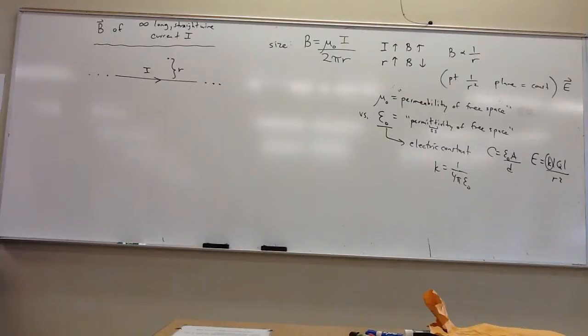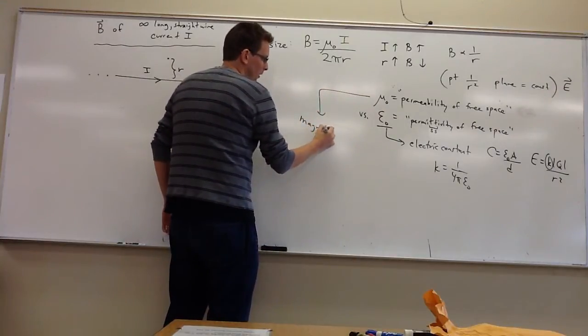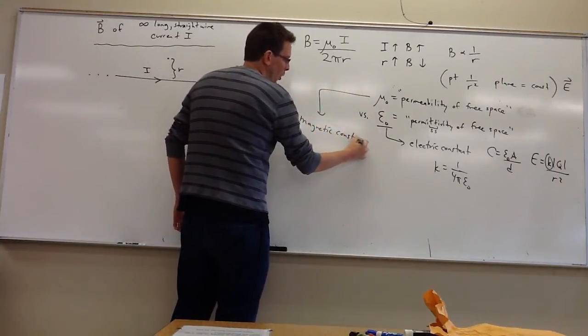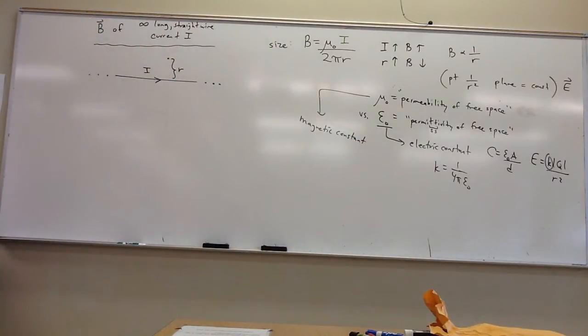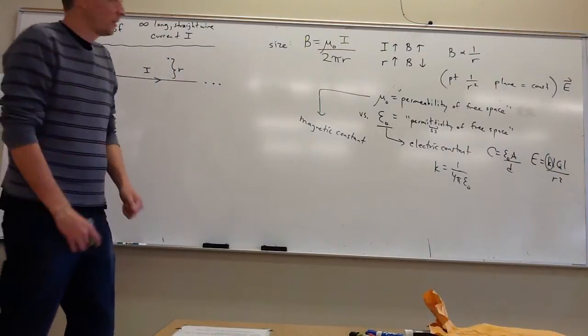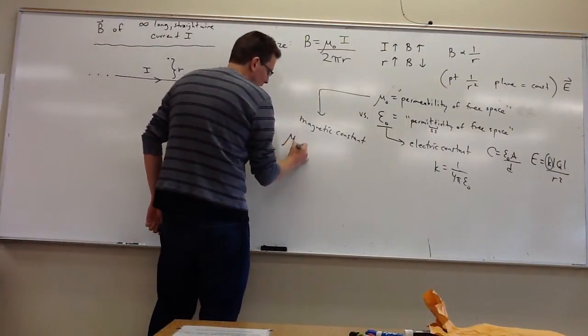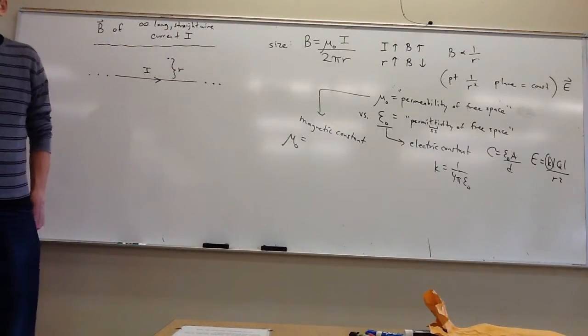Well, mu naught, the permeability of free space, is going to be like our magnetic constant. It is going to appear in some way in all of our magnetic field formulas. It plays the same role for magnetism as epsilon naught, or its reframing k, does on the electric side. And so let me just tell you what its value is. And then later on, we'll figure out why they have these crazy names.